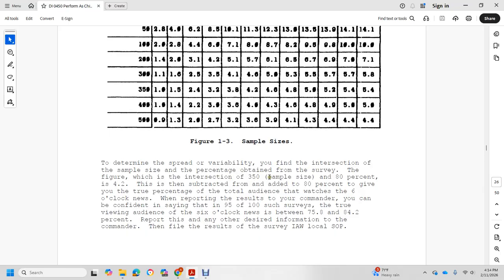In the figure, at the intersection of 350 and 80%, the spread is 4.2, added to and subtracted from the 80%. This means you can report that 80% plus or minus 4.2% of the total audience watches the 6 o'clock news, with 95% confidence. So the true viewing audience of the 6 o'clock news is between 75.8 and 84.2%. For this or any other desired information, file the results of the survey according to local standard operating procedure.